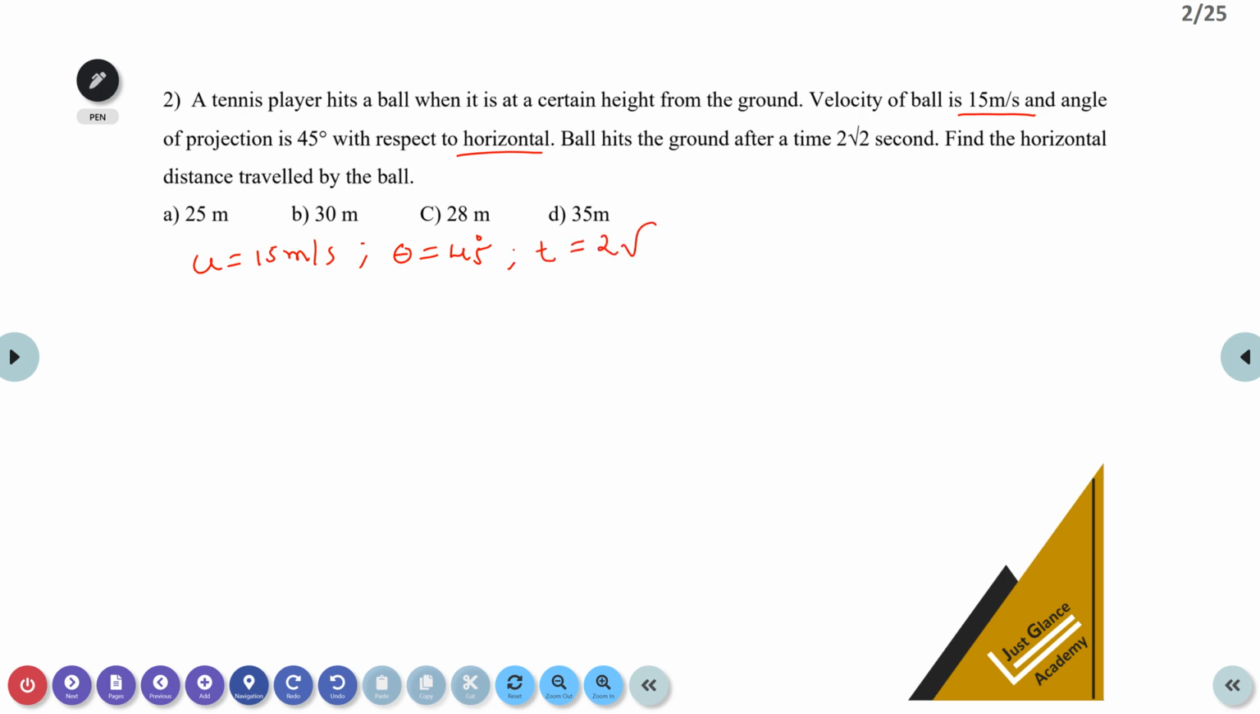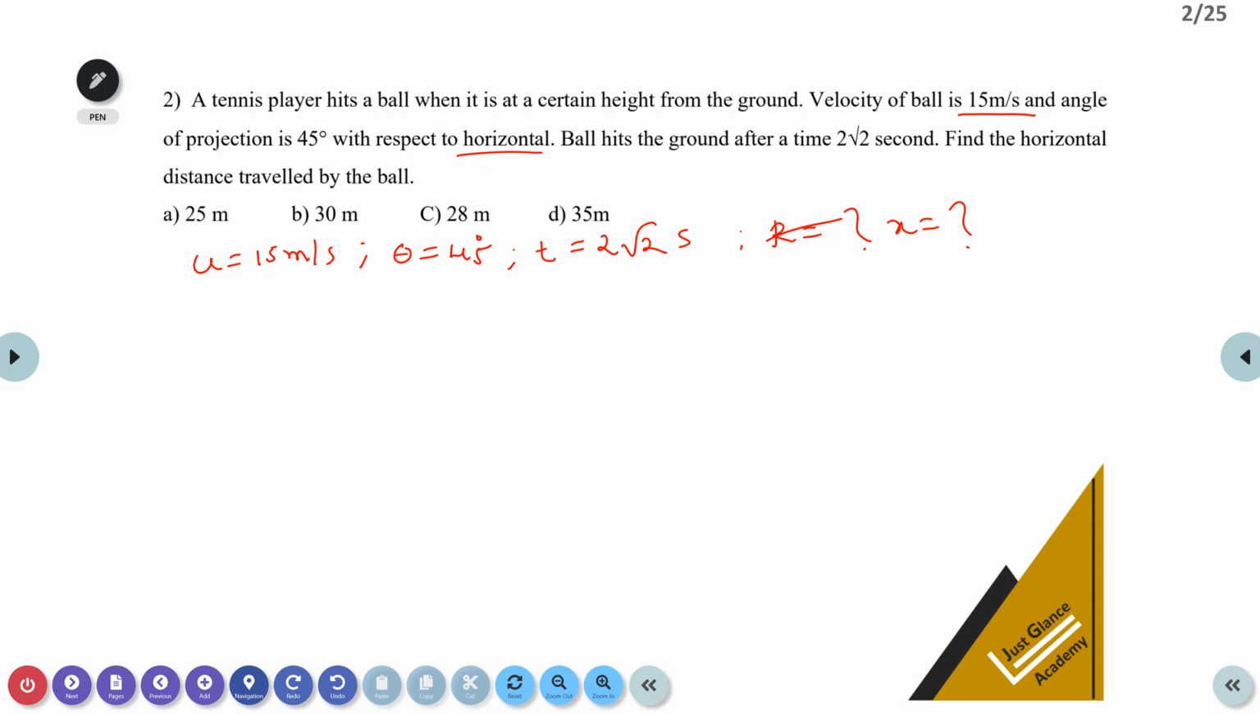T equals 2 root 2 seconds. Then find the horizontal distance traveled by the body. Horizontal distance, that means range, or not range, it is x equal to what here?